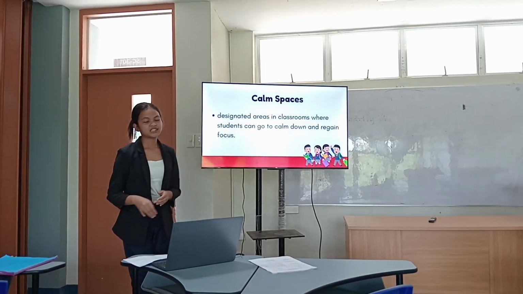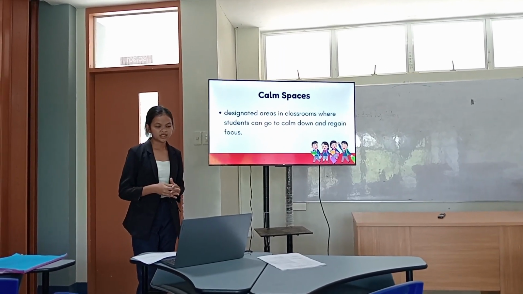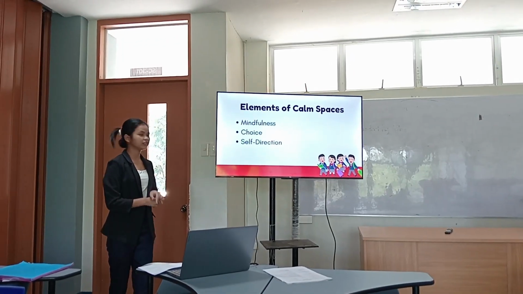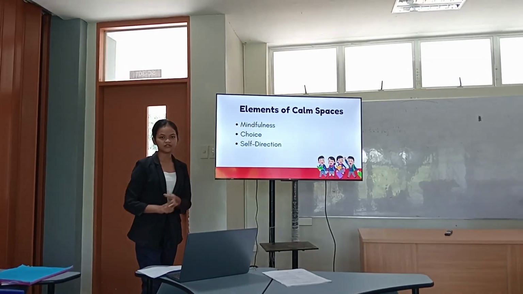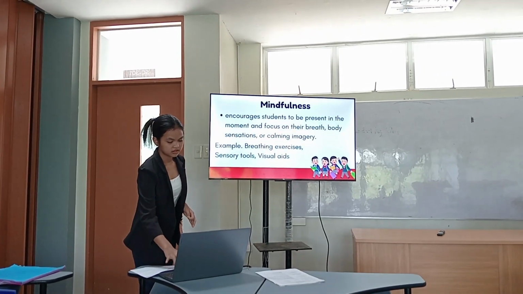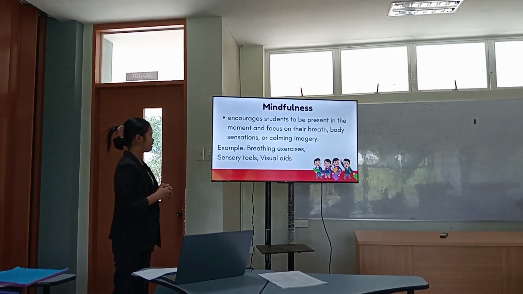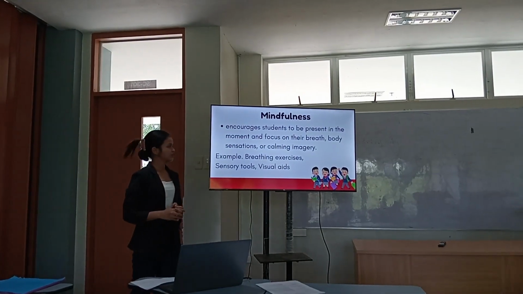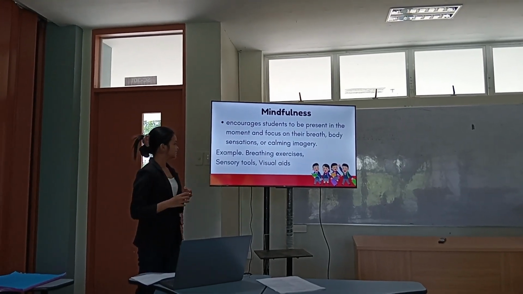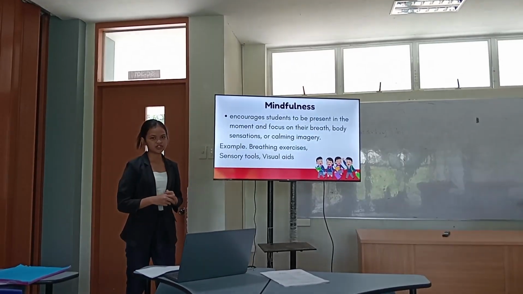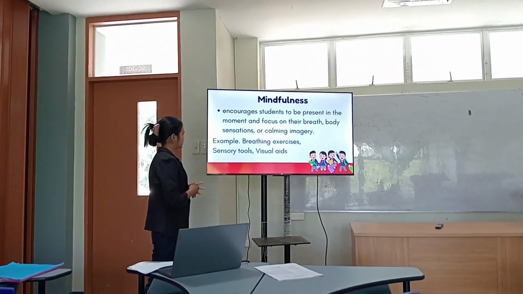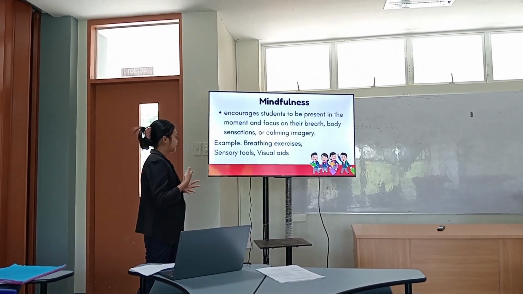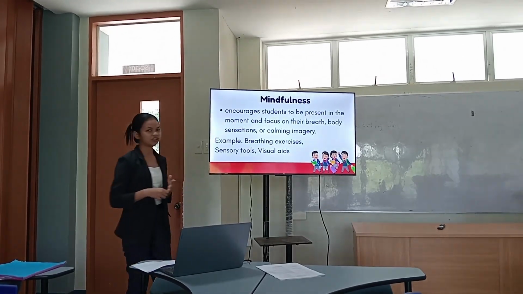So, calm spaces have 3 elements. The elements of calm spaces are, first, mindfulness, choice, and self-direction. Mindfulness encourages students to be present in the moment and focus on their breath, body sensations, or calming energy. So, for instance, there are breathing exercises, inhale, exhale, sensory tools, and visual aids.